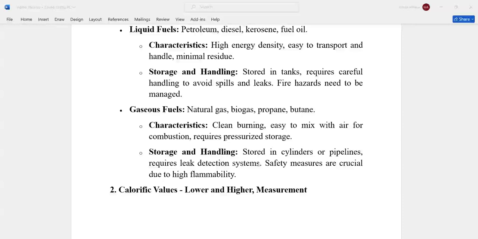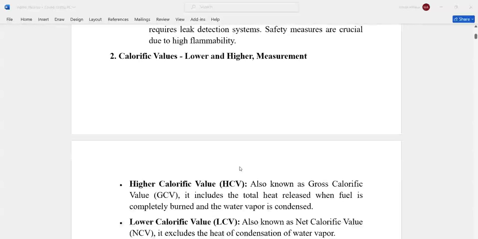Then we also find that they are easy to store, since you can store the gas fuels in cylinders and pipes. But then you need to have some leakage detection systems so that you emphasize the safety measures, since they are highly flammable. Gaseous fuels are highly flammable, and you must never store them near fire, near heat, and you must have proper handling.